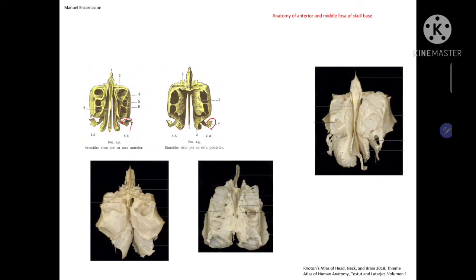So with that, we finish with the ethmoid. The ethmoid bone is an easy bone. Okay, you just need to read and reread again and again.